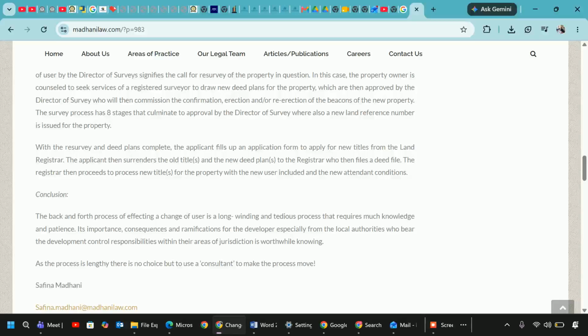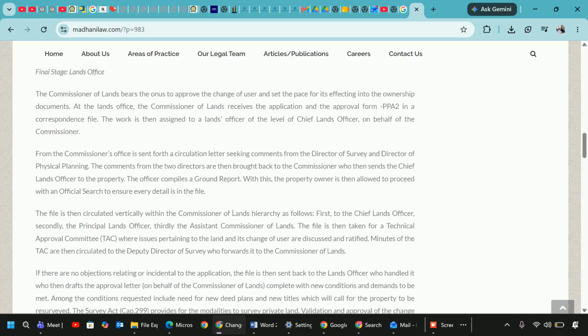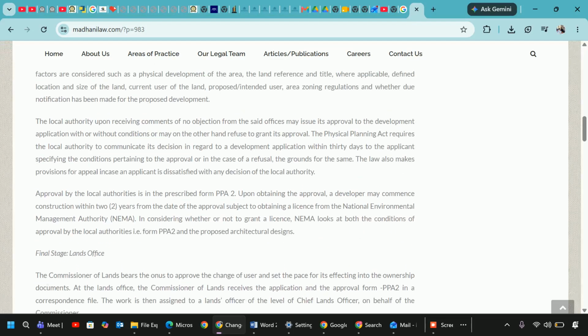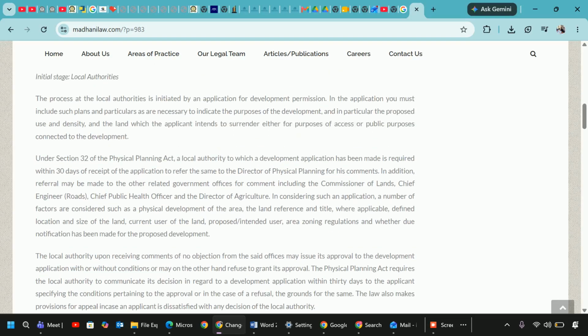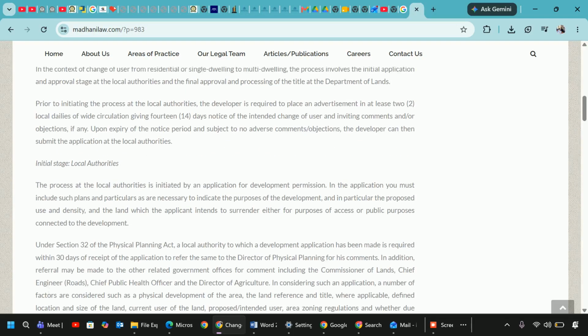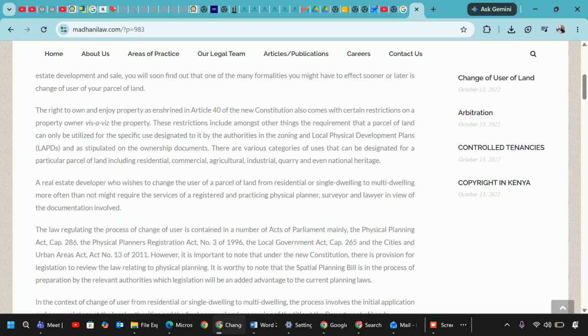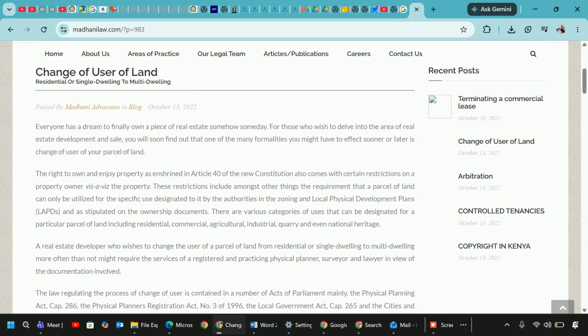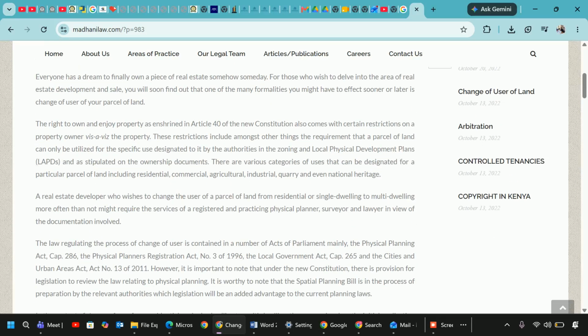Its importance, consequences and ramifications for the developer, especially from the local authorities who bear the development control responsibilities within their areas of jurisdiction, is worthwhile knowing. The reason why I'm saying this will be a likely potential area to come from is that we have seen buildings collapsing last year, even if the building had been approved to a multi-dwelling apartment, and the same building resulted to death.